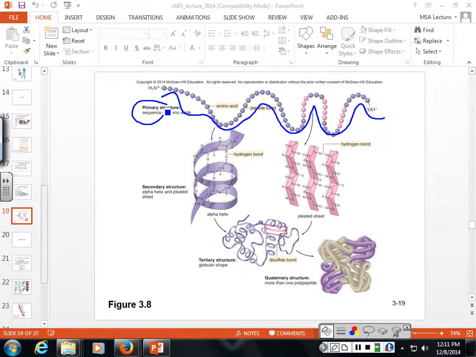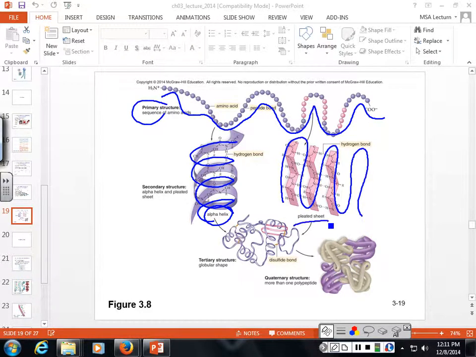Now we can do some interesting things with that string. We can twirl it into a ribbon. We call that an alpha helix. Or we can bind it together in a sheet-like form, and that's called a beta sheet sometimes. Or this one, it just says pleated sheet, but it's usually called a beta sheet. So you have alpha and beta. These are secondary structures.